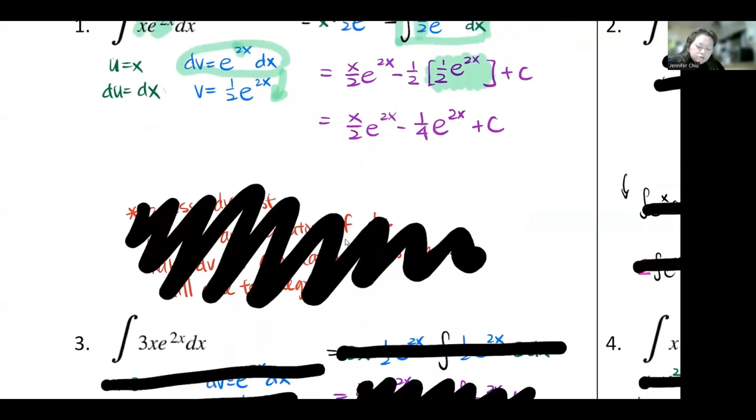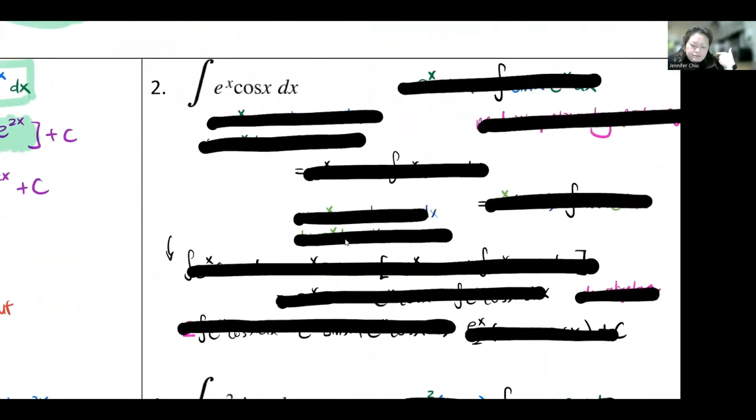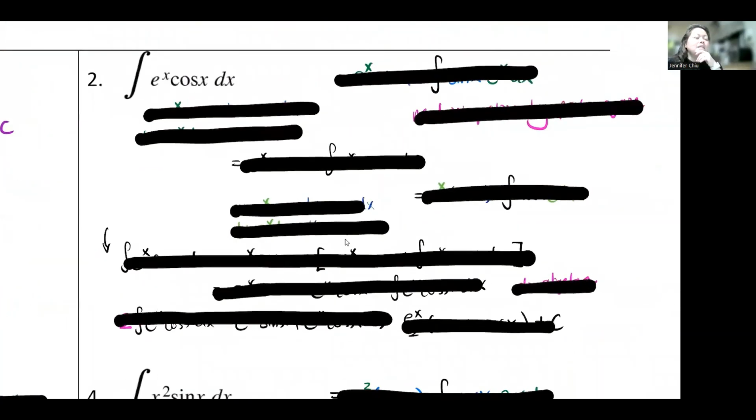Here I gave you a little hint to remind you of what I just said. Typically, what we do is we need to guess what the dv is first. And dv is usually the one that you try to go for, right? You want the antiderivative of dv, so you make the dv as complicated as possible, but you need to still be able to integrate it because you're going to take the antiderivative of dv to get the v. And then typically the u is a lot easier because you're just taking the derivative of that. So it's a little bit easier to take the derivative rather than taking the antiderivative of dv, okay? All right, so something like this, e to the x cosine x.